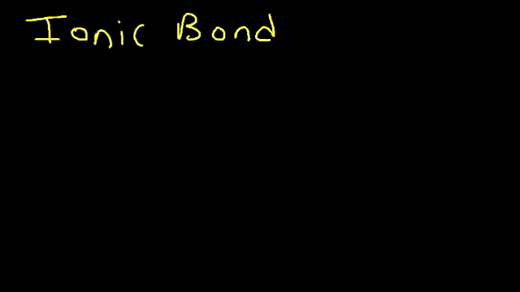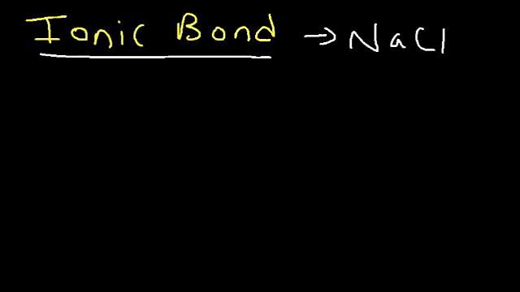So now, let's move on into bonding. Let's talk about ionic bonds. So what exactly is an ionic bond, and how is it formed? Let's consider sodium chloride, which has an ionic bond. Sodium is an alkali metal found in group 1 of the periodic table, and so sodium has only 1 valence electron. Chlorine, on the other hand, has 7 valence electrons.